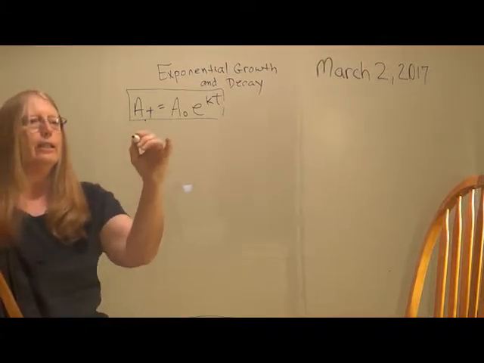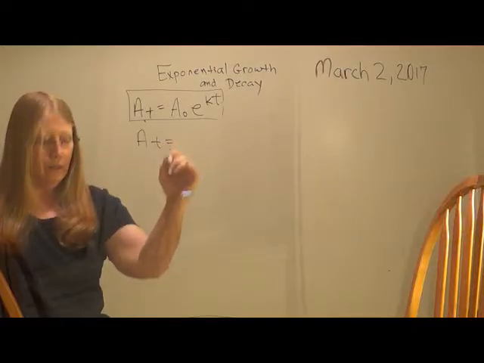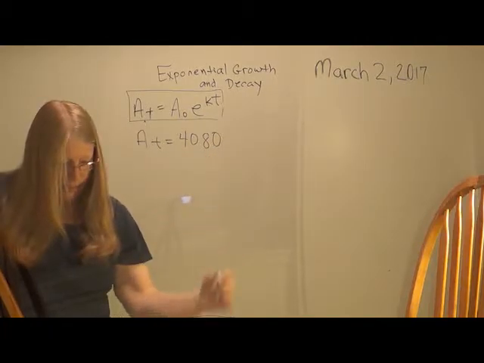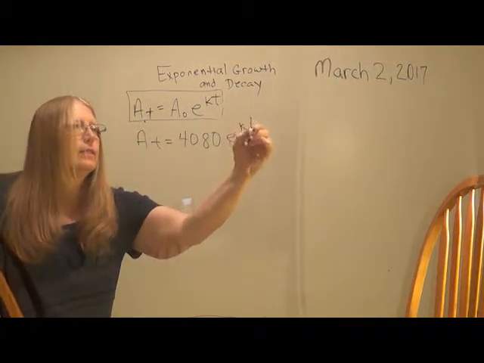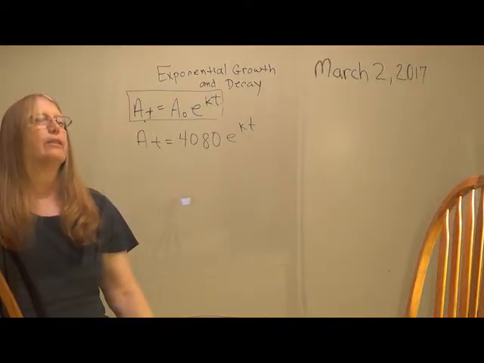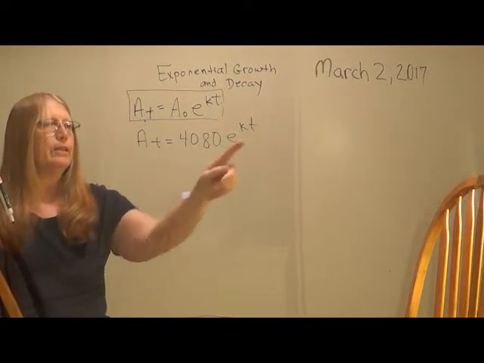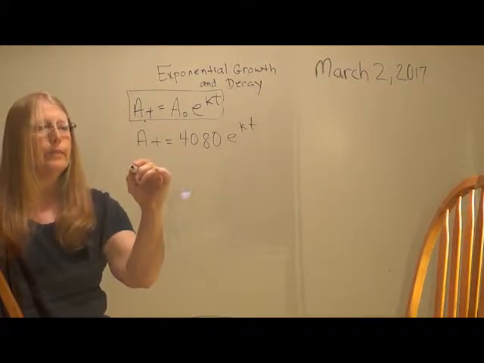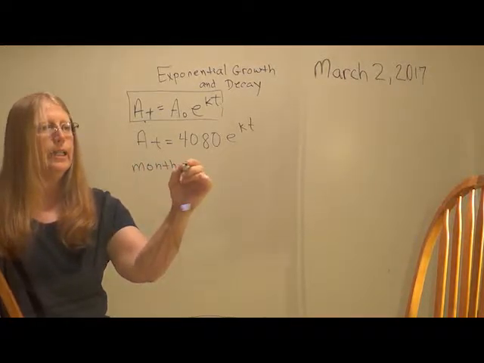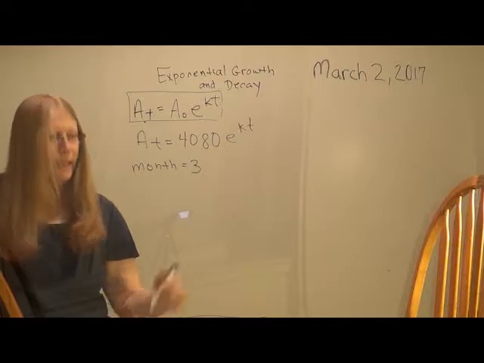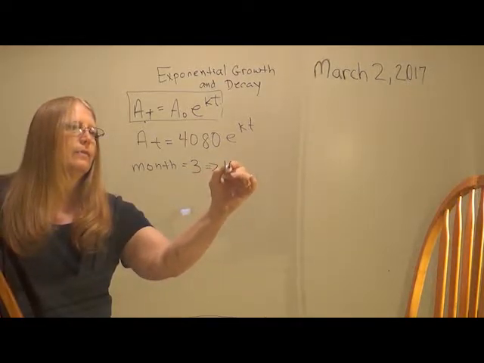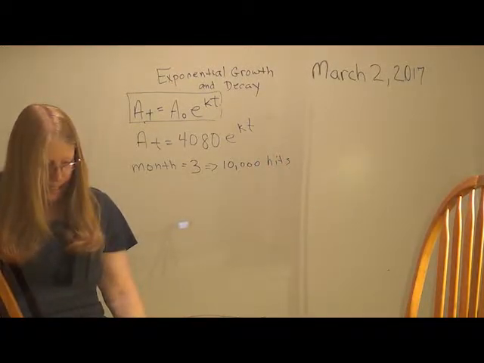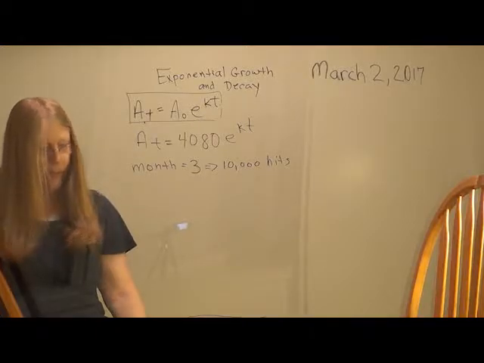So I'll jump right to it. A sub t equals 4080 e to the kt, where t is the months. So we're talking about t being time, so t is in months of operation. In the third month, month equals 3, there were 10,000 hits. So I took a note from the problem there. Find k and use k to find the number of hits in 24 months.